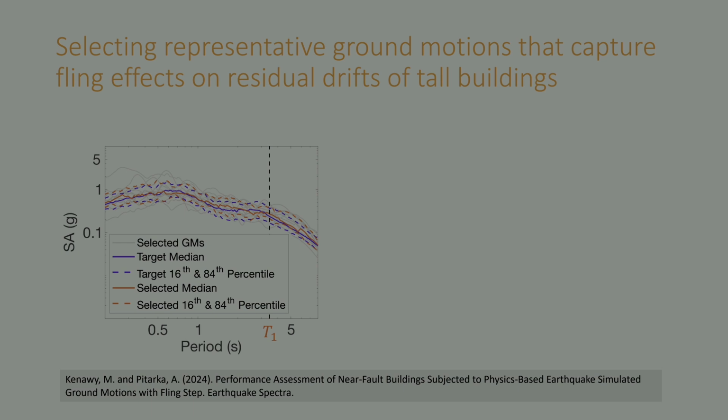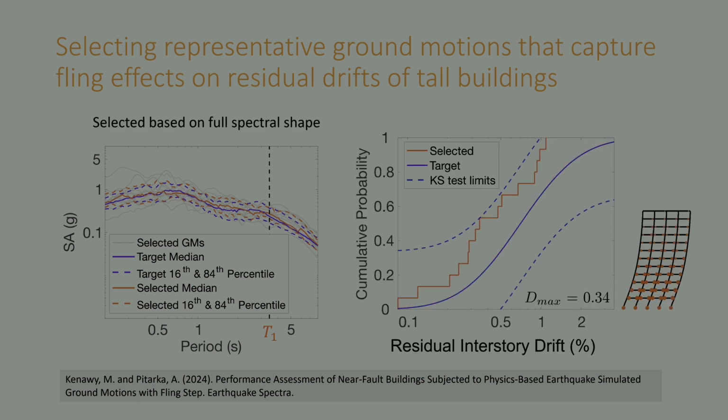And the second important thing that we learned is that when you select ground motion records based on the full spectral shape, you may actually end up underrepresenting or not accounting for those fling effects properly. And that is represented here on the right by the distance between the red, which is the selected ground motions, versus the blue, which is our target. So that distance is kind of large.